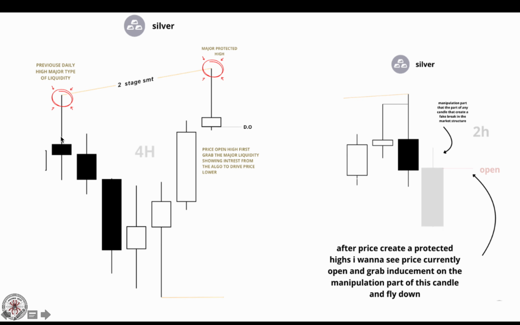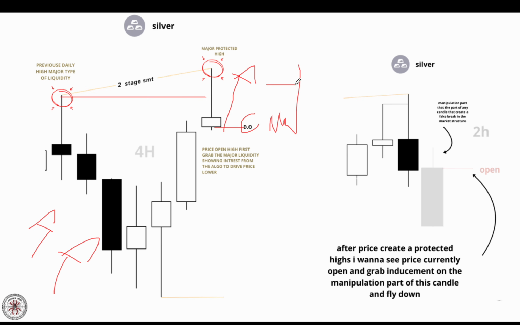So what happened here? Price first of all grabbed a major type of liquidity. Price opened here, that's the daily opening price. Price opened and went to the high first, showing me that probably sellers want to take control in the market and push the price lower. Price was bullish on the monthly, on the weekly, on all the time frames, but that was a reversal trade. Why? Because price just opened and went to grab a major type of liquidity, and they have here a two-stage SMT. So major liquidity, two-stage SMT.